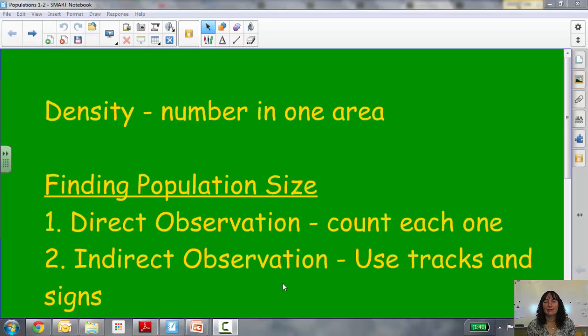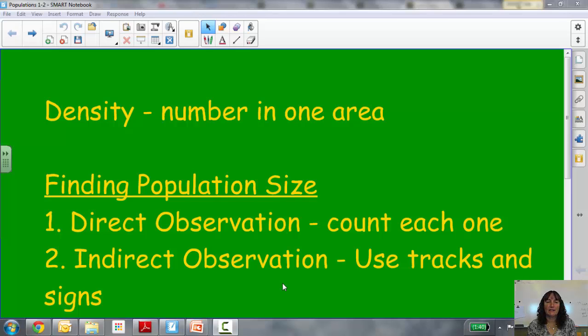The first vocabulary word we're going to talk about is density. Density is how many things are in one area, how closely packed they are together. So when we talk about populations, we talk about the density of the population, or how many of that species are in that one area.